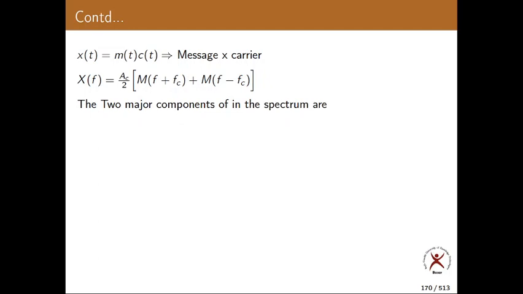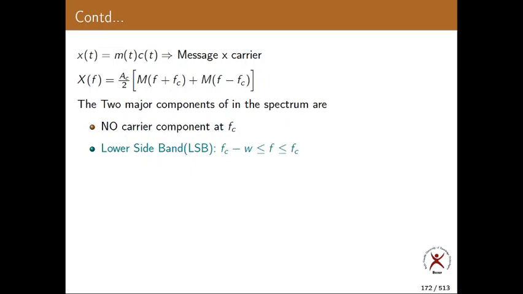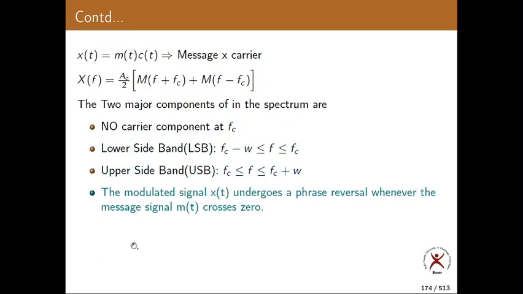So there are only two major components. In AM there were three major components. What were they? Carrier component, upper sideband, lower sideband. But in this modulation, the carrier is being suppressed, so you are left with only two components. What were they? Obviously upper sideband and lower sideband. So there is no carrier component at FC.